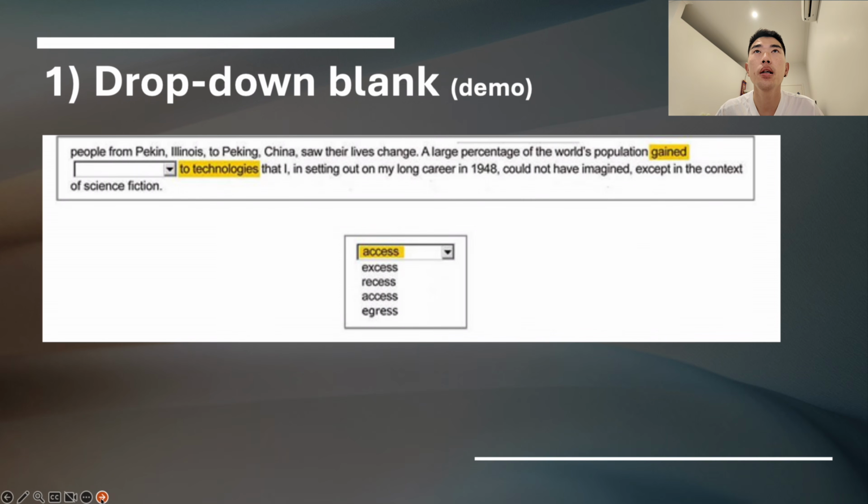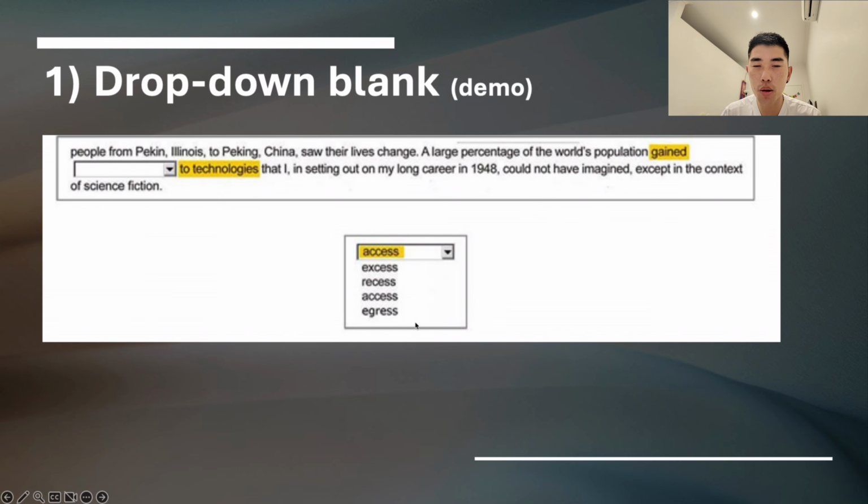Here is one example. A large percentage of the world's population gained dash to technologies that. So this is a sentence and these are the options. Which one best fits in the blank, you just have to select and the answer will directly appear here. In the drop down options, you can see that egress and recess is obviously the wrong answer, so you just eliminate it and then you figure out which one is the right one from these two.